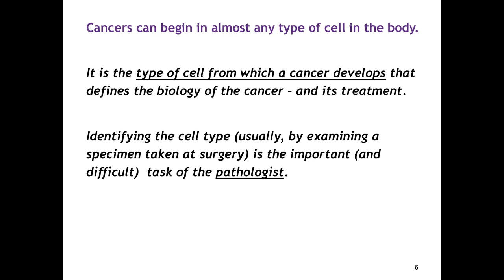That's usually done by looking at a specimen of the tumor taken at the time of surgery. That specimen is then passed on to a specialist doctor, a pathologist, and ultimately it is the pathologist who writes the report that gives his or her best estimate, best evaluation of what the cell type is, and therefore the nature of the cancer.